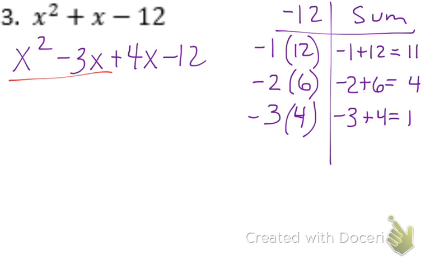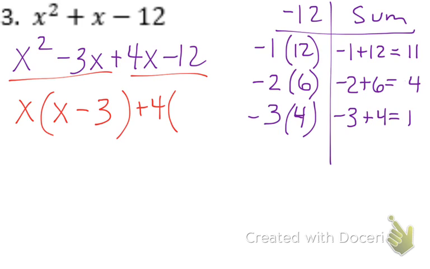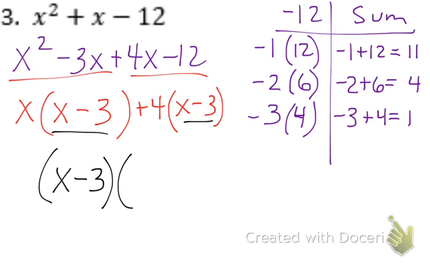Factor by grouping. Greatest common factor of the first two terms is x. x squared divided by x is x. Negative 3x divided by x is negative 3. Greatest common factor of the last two terms is 4. 4x divided by 4 is x. Negative 12 divided by 4 is negative 3. We have an exact match inside of the parentheses, so we can factor the x minus 3 out, and we're left with x plus 4.